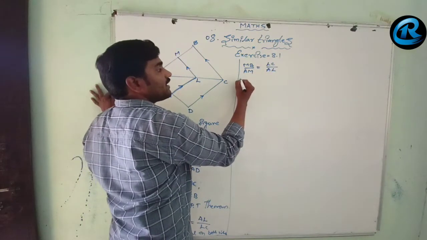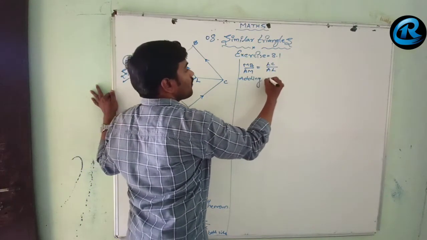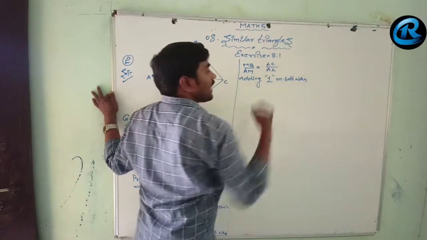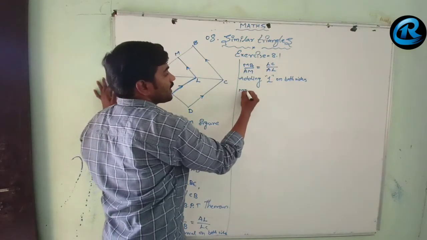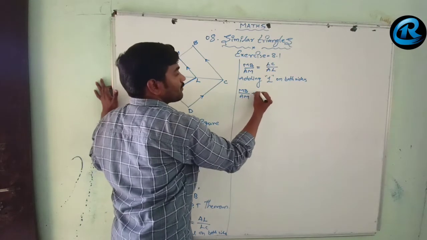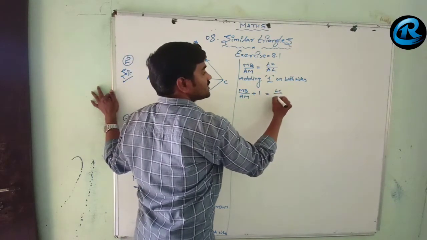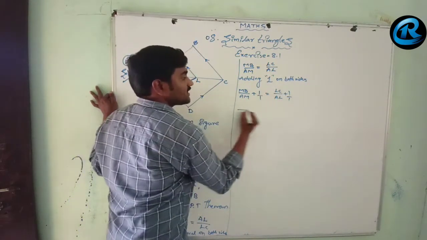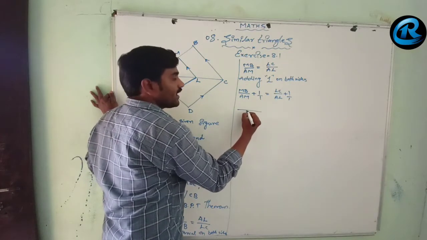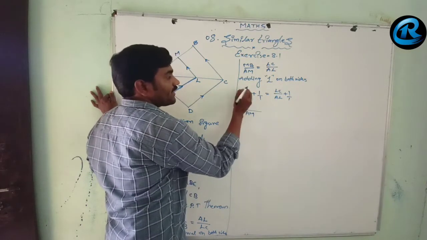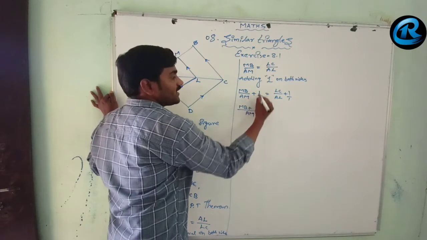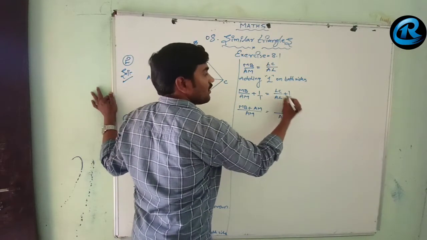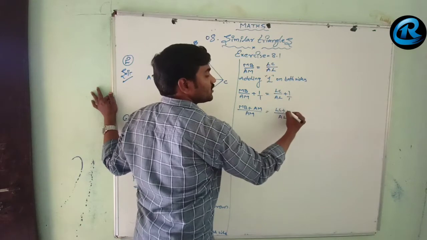Now let us add 1 on both sides. Adding 1 on both sides, we get MB by AM plus 1 is equal to LC by AL plus 1. So this 1 can be written as 1 by 1 now. Let us take the LCM. AM into 1, that is AM. 1 into MB, that is MB. Plus 1 into AM, that is AM. So do the cross multiplication. 1 into AL, that is AL. 1 into LC, that is LC. Plus AL into 1, that is AL.